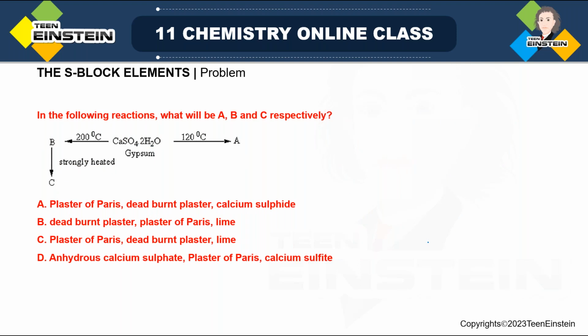Problems related to gypsum again. Here we have in the central position, gypsum is mentioned. Look at the formula, 2H2O, and gypsum is already written. Now you are heating it at 120 degrees centigrade, you are getting A. When you are heating it at 200 degrees centigrade, that is you have increased the temperature.